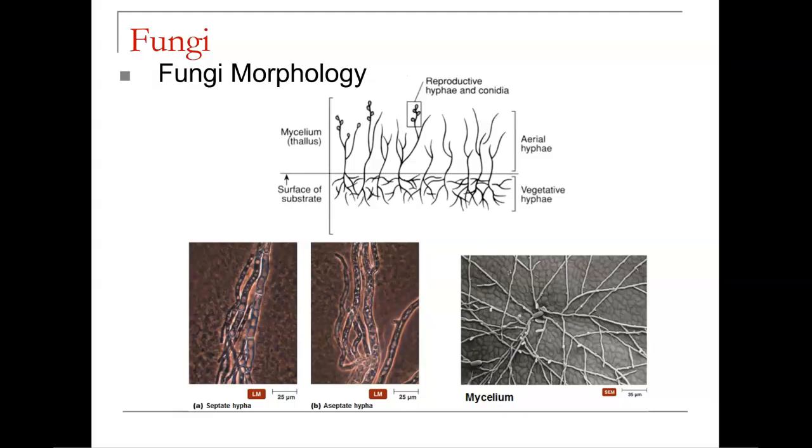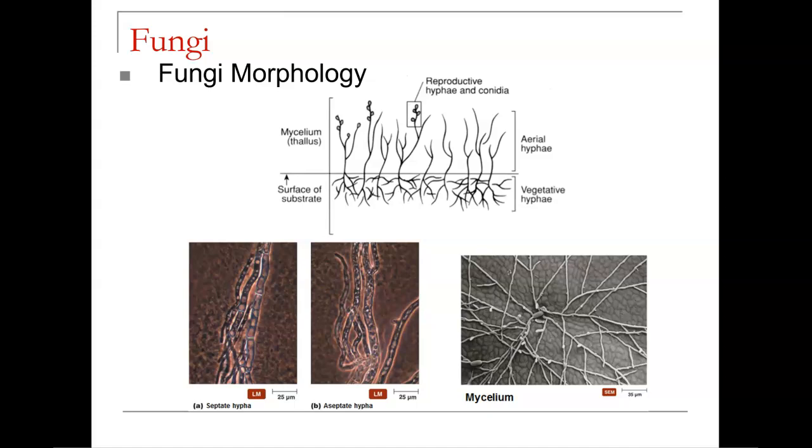Now we're going to get into fungi morphology. The first thing is called a thallus. The thallus is the vegetative, non-reproductive body of a fungus. With molds, it's going to be large, long, branched, and tubular. With yeast, it's going to be small, globular, and composed of a single cell.